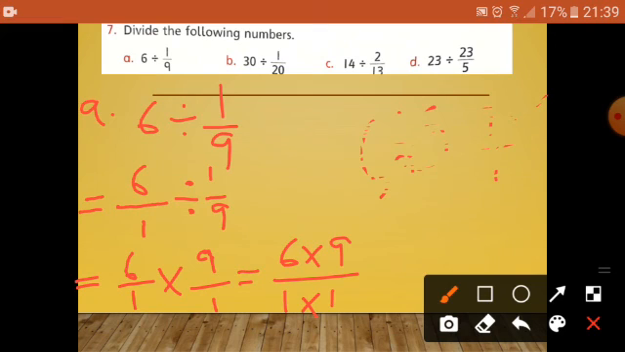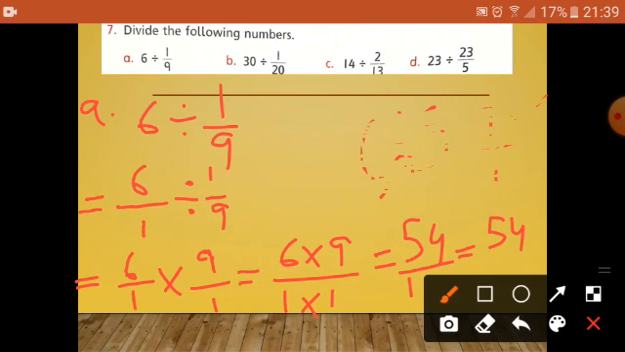So what is in the numerator? 6 times 9, 54. And 1 times 1, it is 1. Whenever we have 1 in the denominator, that means we have only the numerator to write, that is 54. So this is the procedure whenever we are dealing with division of fractions. This is the first question, the first part of question number 7.